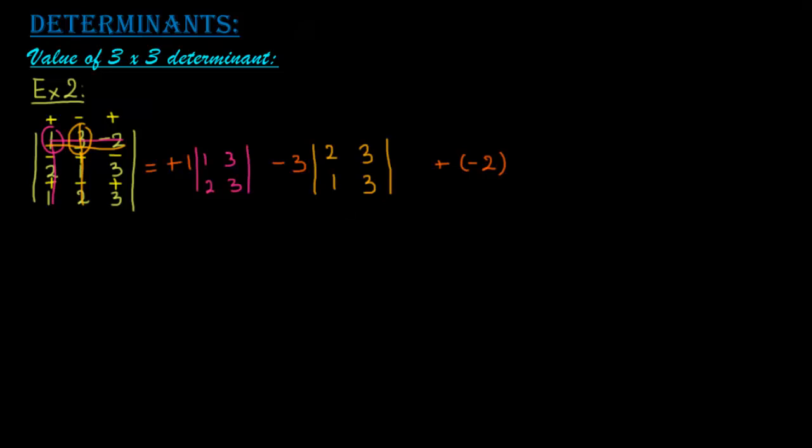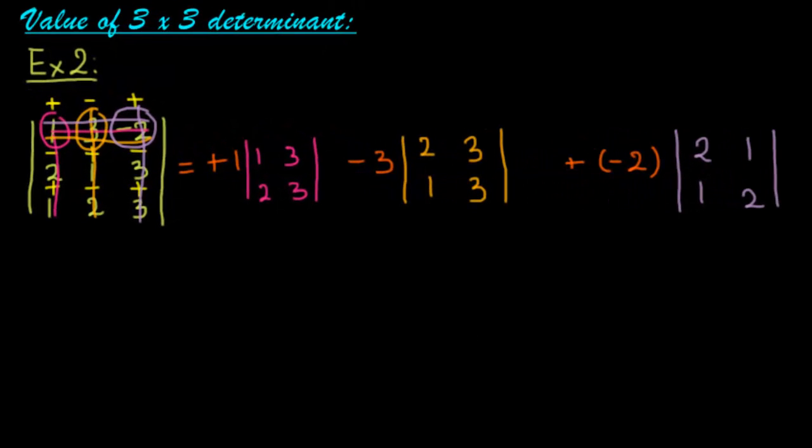Okay. And the last one is -2. So here with -2, I will cross out the row that has that number and the column that has that number. So which left me with 2, 1, 1, 2. All right. Now we do every single determinant like we practiced in the last example.